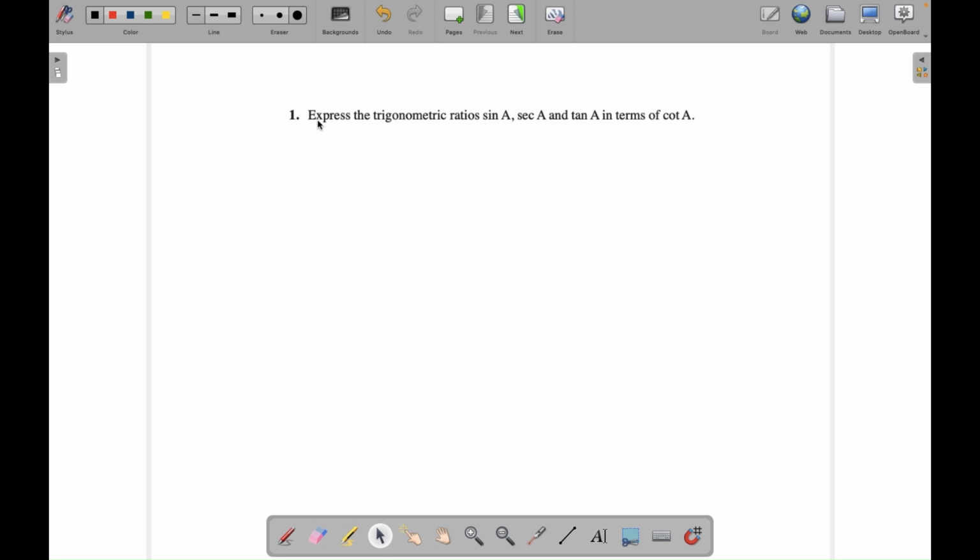So this is 8.3. Express the trigonometric ratios sin A, sec A, and tan A in terms of cot A. Right, so you have to express sin A, sec A, and tan A in terms of cot A.